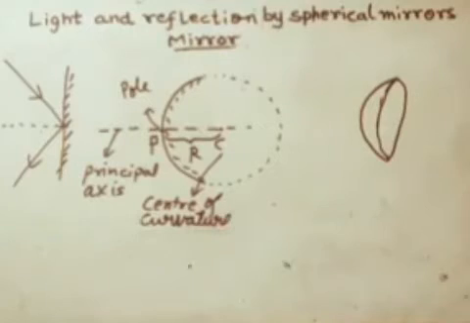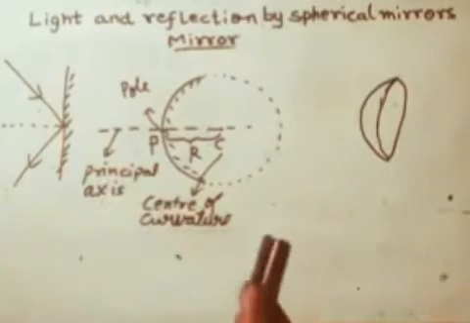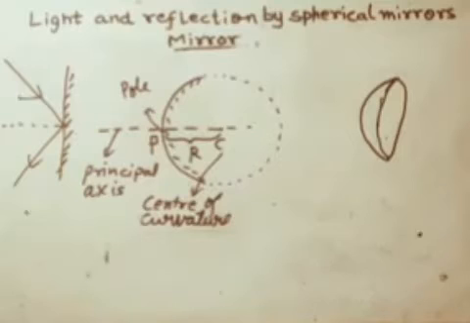Next, we have discussed the pole and the center of curvature. Now the principal axis. Once again, I'm just stating this, not writing it there. The axis passing through the pole and center of curvature. The axis passing through both the pole and center of curvature is called the principal axis. So the principal axis is simply a line which is passing through the pole and center of curvature both.